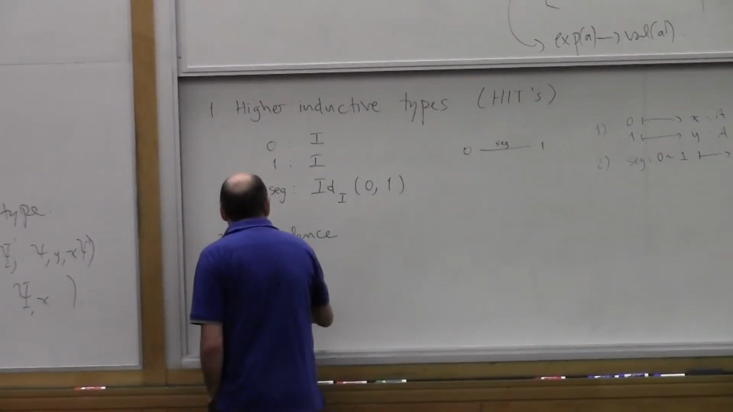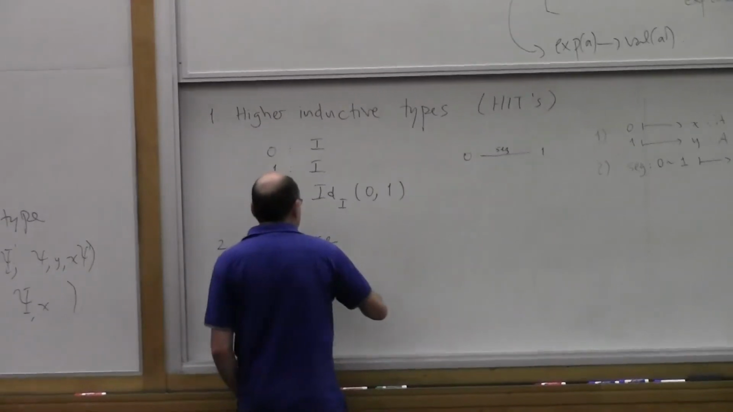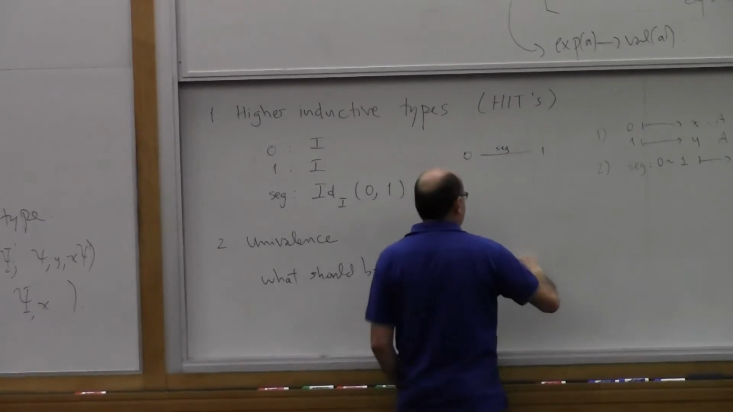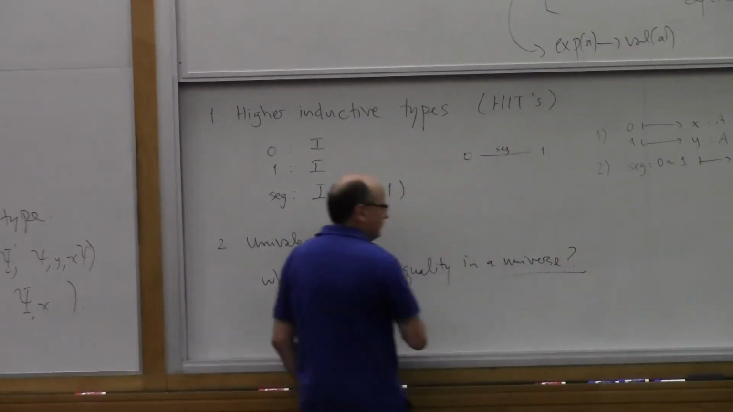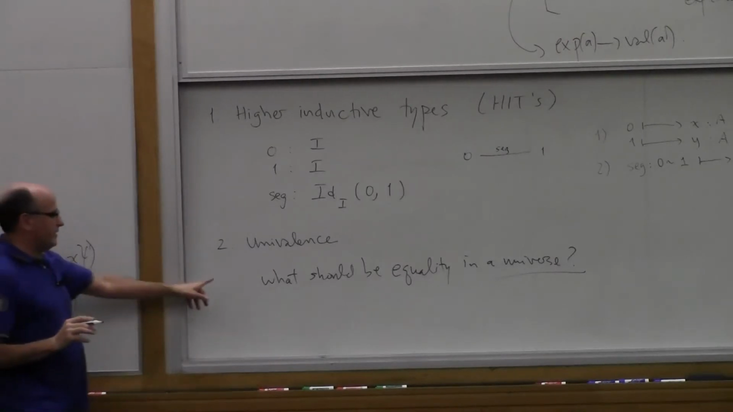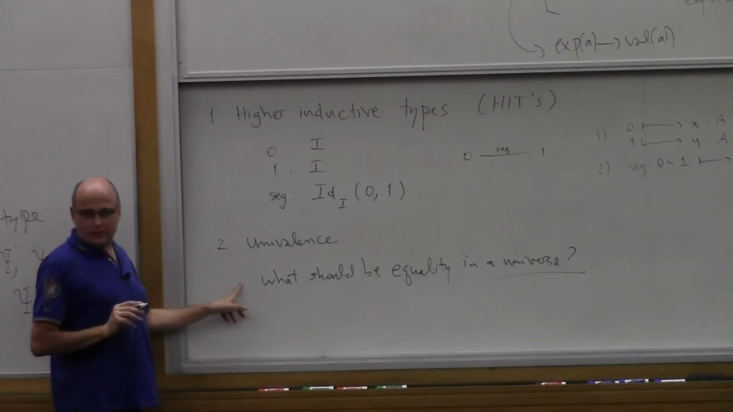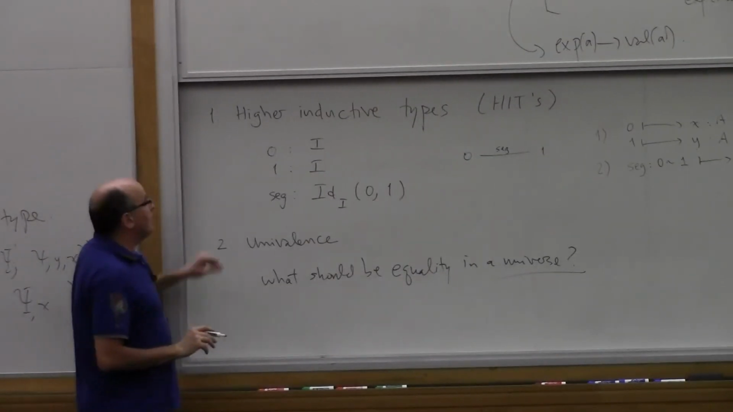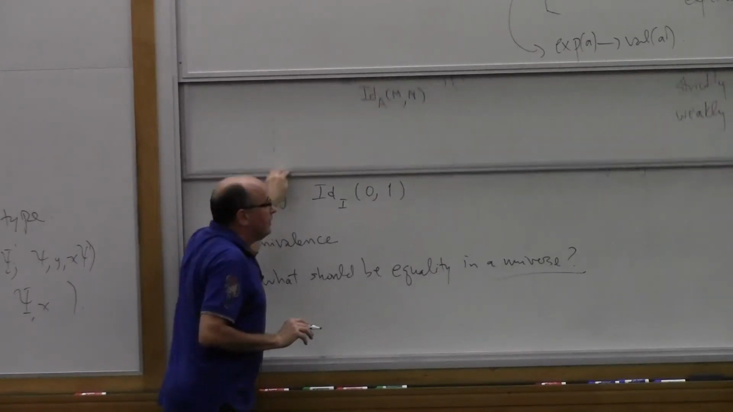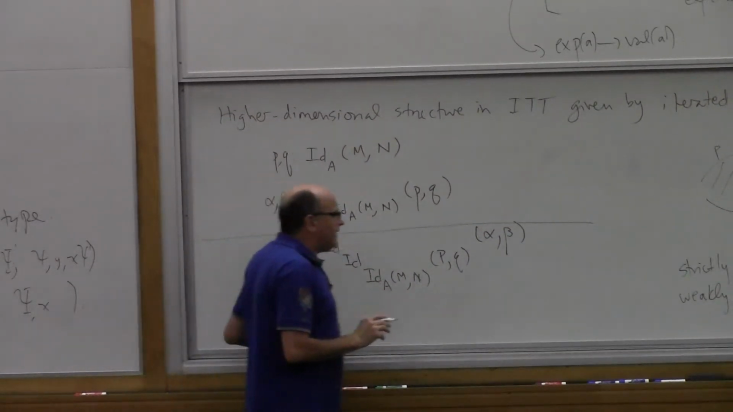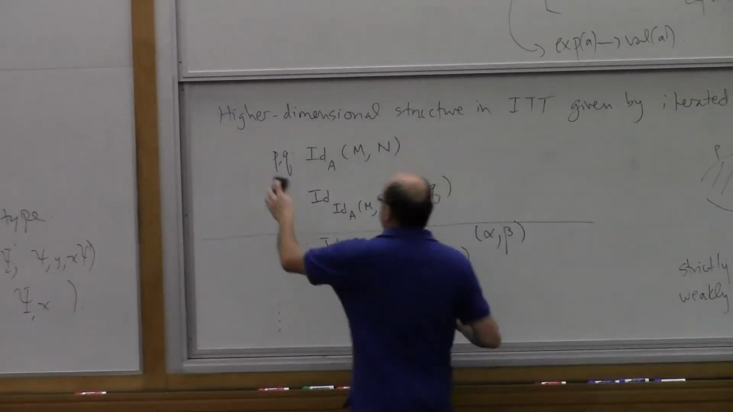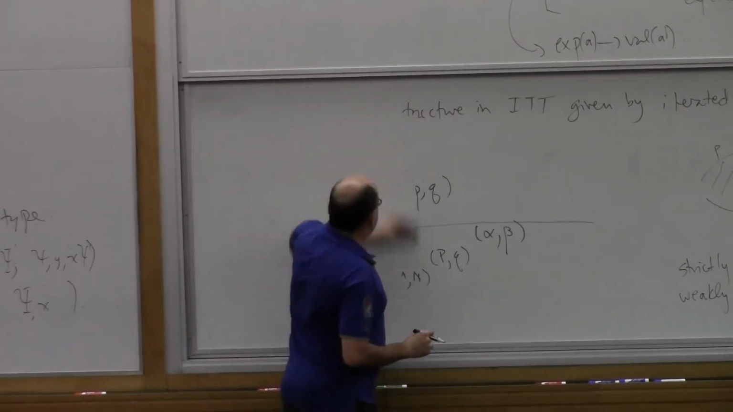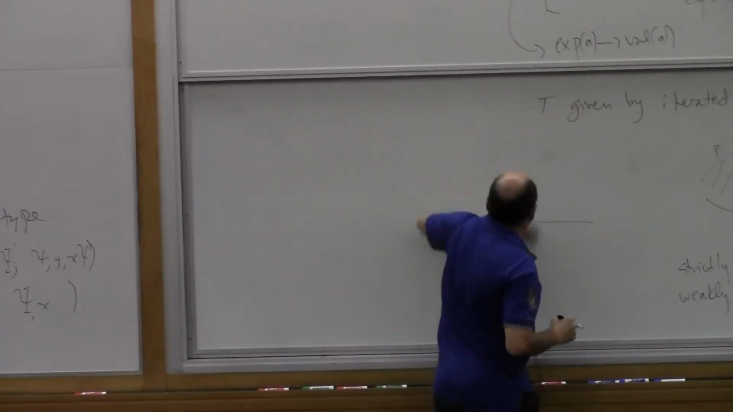So the question is, what it's all about is, what should equality be in a universe? In order to explain that, I have to explain what a universe is. I'll come back to this, but univalence is an answer to the question, what should equality mean when you're talking about a universe of types? So let me explain what I mean by a universe. The idea of a universe is it's the type theoretic analog of a large cardinal axiom in set theory. One could say it's somehow the analog, in some sense, of an inaccessible cardinal.